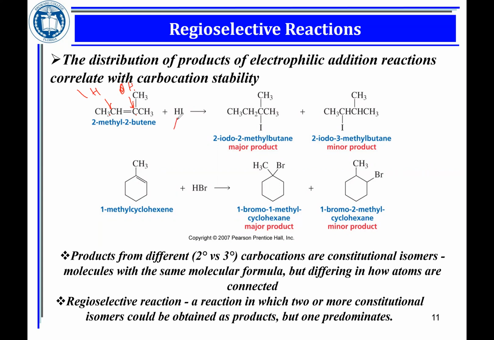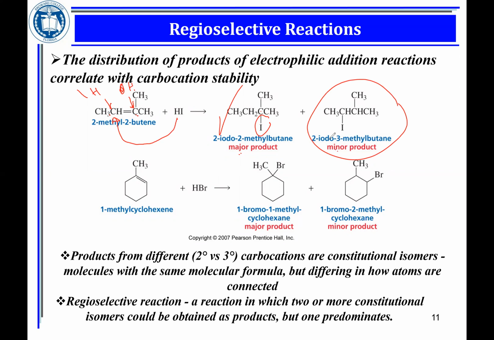Hydrogen is going to be added to the carbon with the greater number of hydrogen. The term used in all organic chemistry books is, rich gets richer. The carbon that has more hydrogen will gain the hydrogen, and the other carbon gains the nucleophile. That's why the first product here is the major product: hydrogen is added to the carbon that already has 1 hydrogen, and iodine is added to the other carbon. The other case is your minor product.